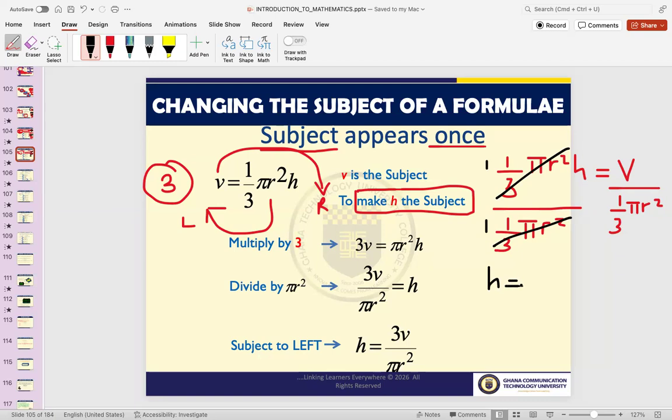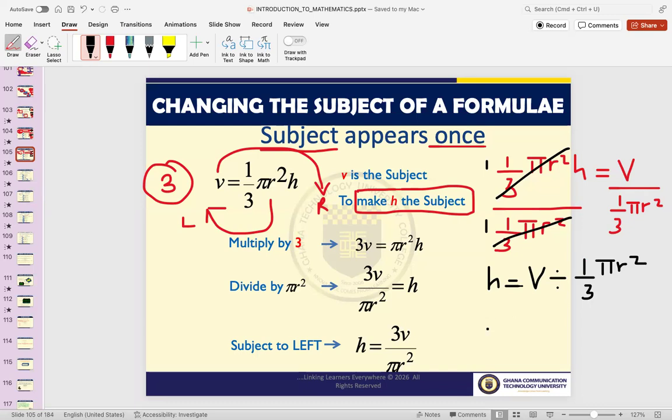It's equal to, but we have a difficulty here. We have some over and over. The overs are 2. So we have to be able to convert it to the normal division. We can rewrite this as V. Instead of this long division sign, we use the traditional division sign like this. So V divided by 1/3 pi r squared.